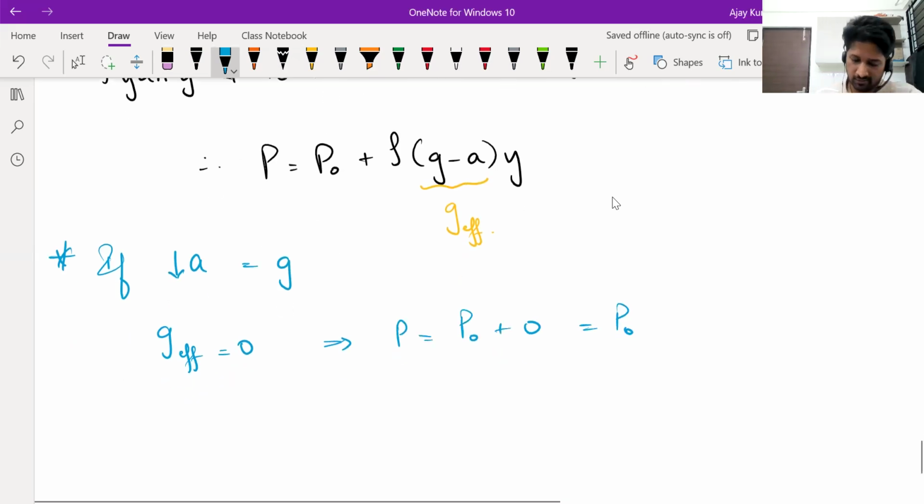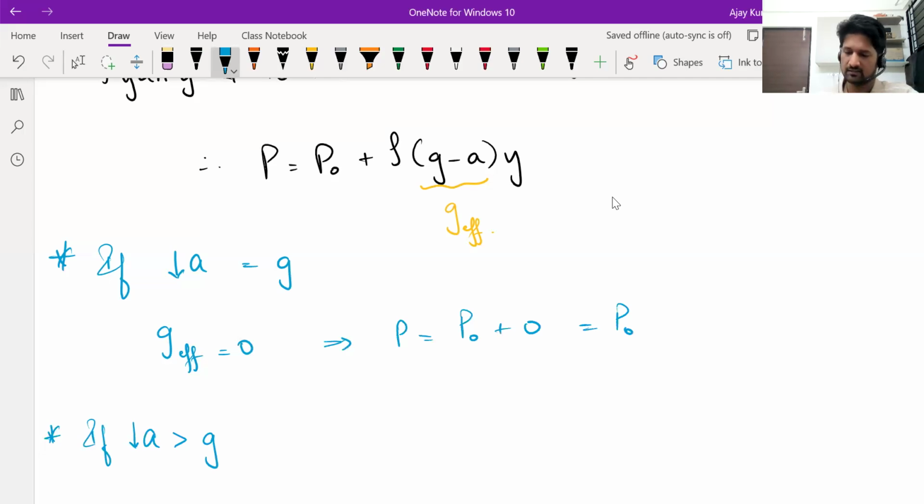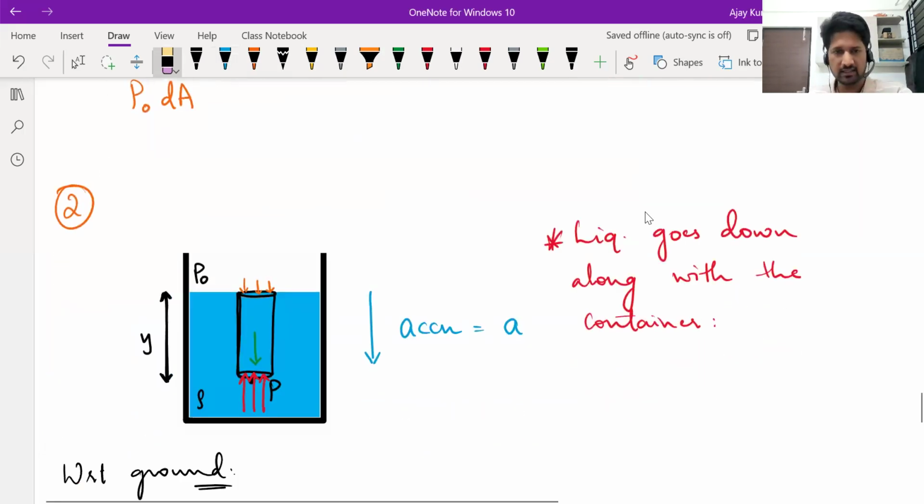Okay. What if the acceleration is greater than acceleration due to gravity? Then it's slightly tricky actually. We'll discuss this in the next class. Okay, we need an in-depth discussion for that. If acceleration is more than g, whose acceleration? Container acceleration is more than g. Now liquid goes down due to gravity only, no? Gravity is what makes anything fall down. There's one more thing also here. Gravity is trying to pull the liquid down. Atmospheric pressure is also pushing the liquid down.